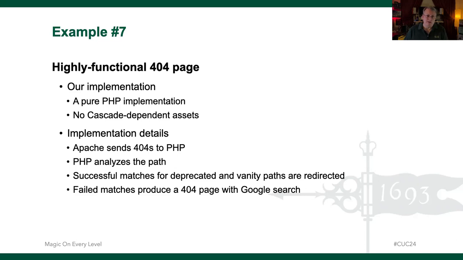Cascade publishes this file, and then Apache catches any 404 requests and sends them internally to this PHP file. PHP looks up the path to see if it's a deprecated or vanity path. If it finds a match, it redirects. And if not, well, it searches the URL for any words it can find, puts them together as the query string for a Google search, and sends a page with Google search results to the user.